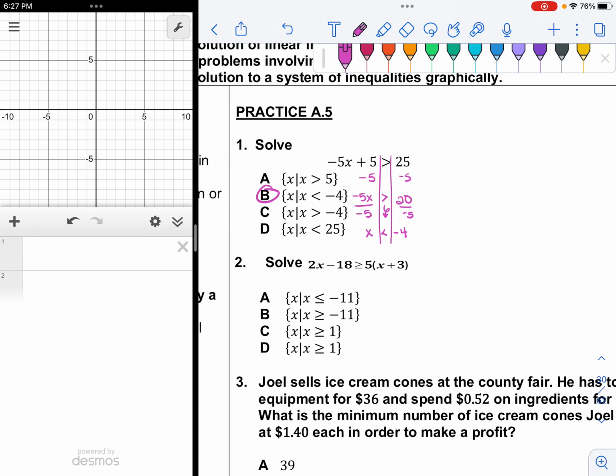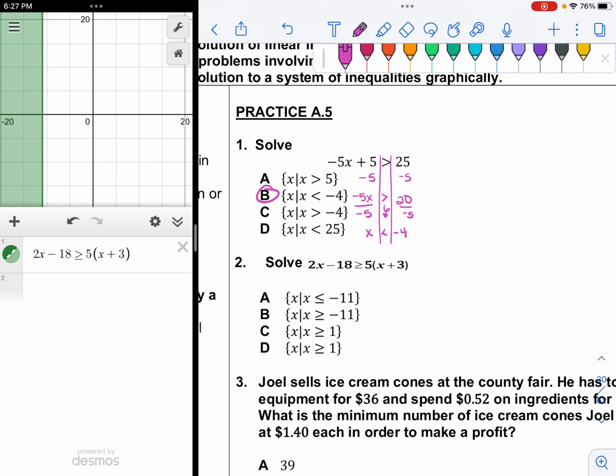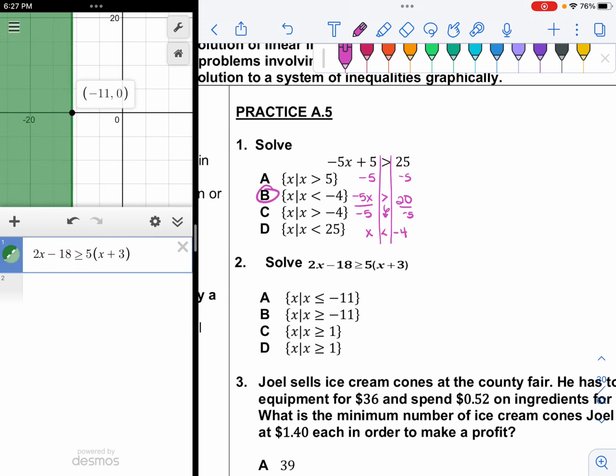For problems like number 2, you could even do it for number 1. We can actually plug it into Desmos, and Desmos is going to solve it for us. Watch this magic. So it's 2x minus 18. We're going to use the inequality symbol, you can see them there right next to the 4 and the 1. Then 5x plus 3. You're going to notice that a line appears and it's shaded. That line shows us x is negative 11, so we're going to cross out those two that are at 1.